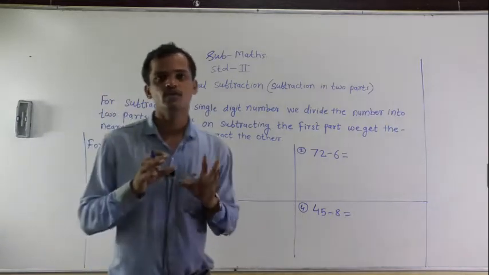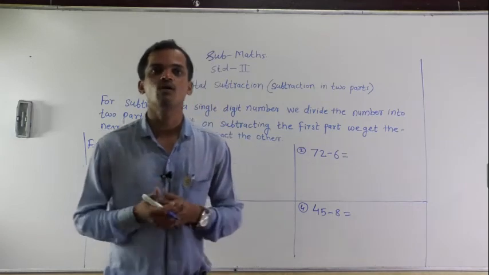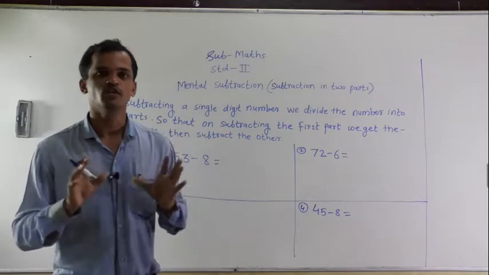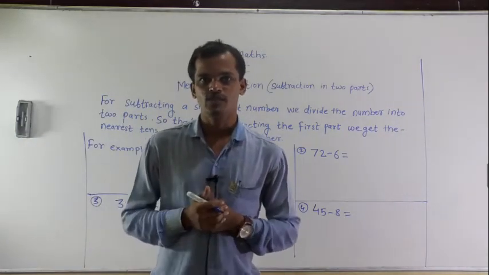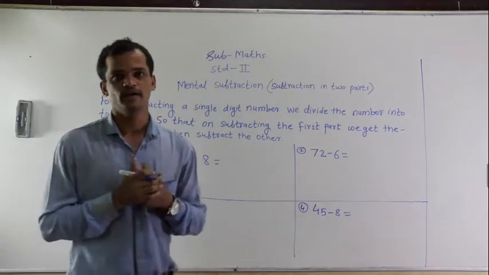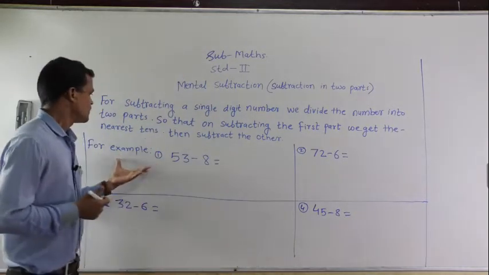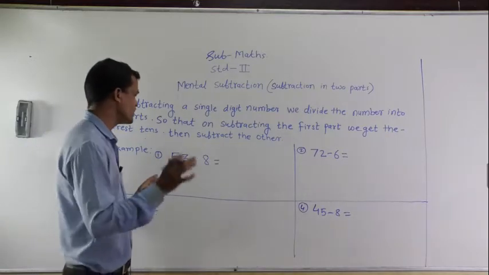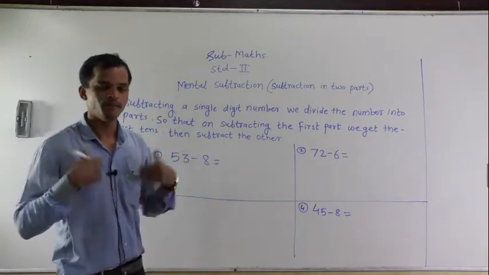So today we will learn how to subtract a single digit number from a two digit number mentally, okay? There is no need to calculate by using pencil or pages. We will subtract mentally and we will write the answer. So see, example: 53 minus 8, okay? So here we will subtract 8 from 53 mentally.